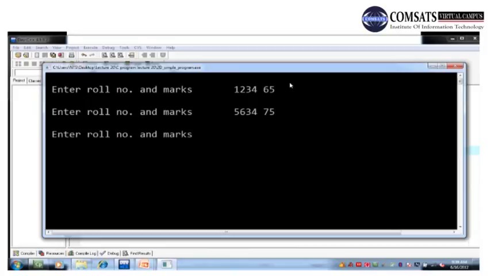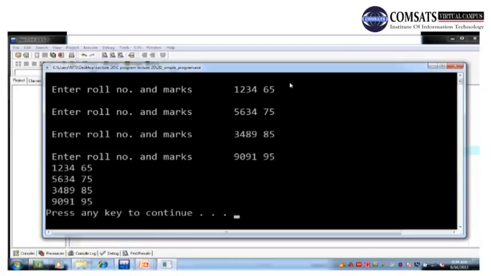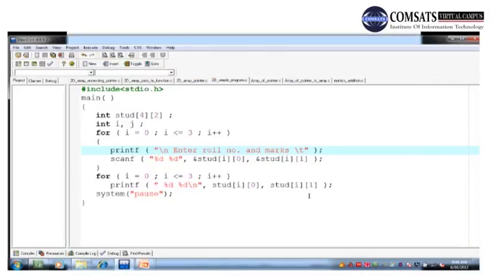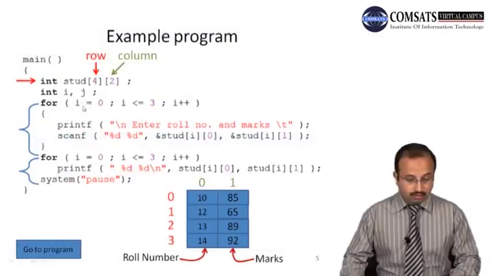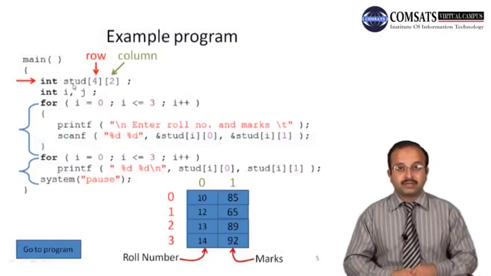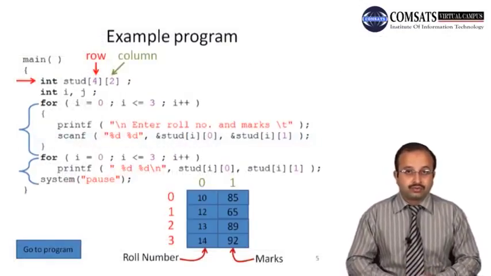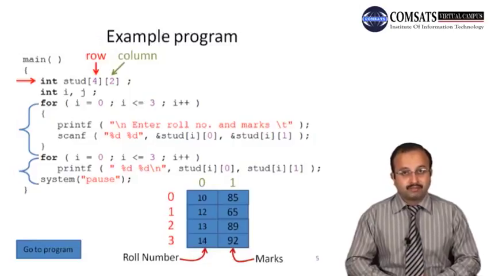The roll number is, let's say, 3489, the marks is 85. The roll number is 9091, marks is 95, let's say. So it prints the roll number and the marks, roll number, marks, roll number, marks, and roll number, marks. So you see, we now have only one variable, a two-dimensional array, that is used to store the roll number and the marks of each student.